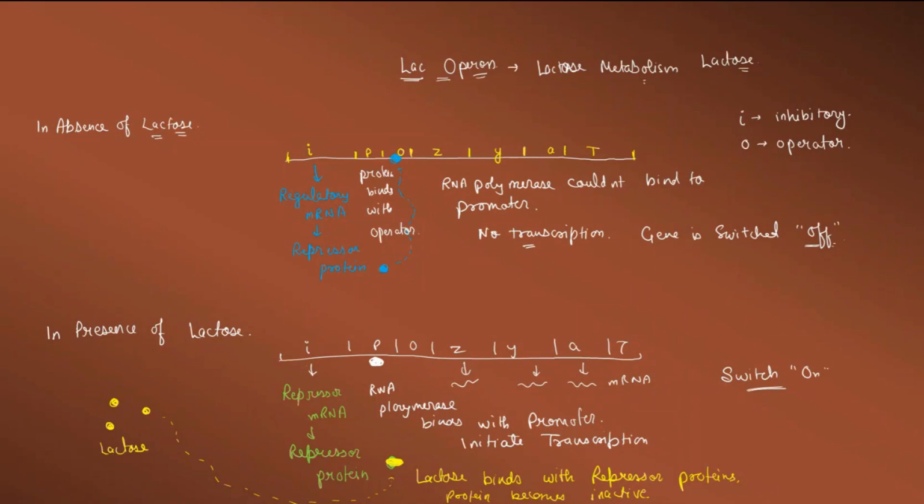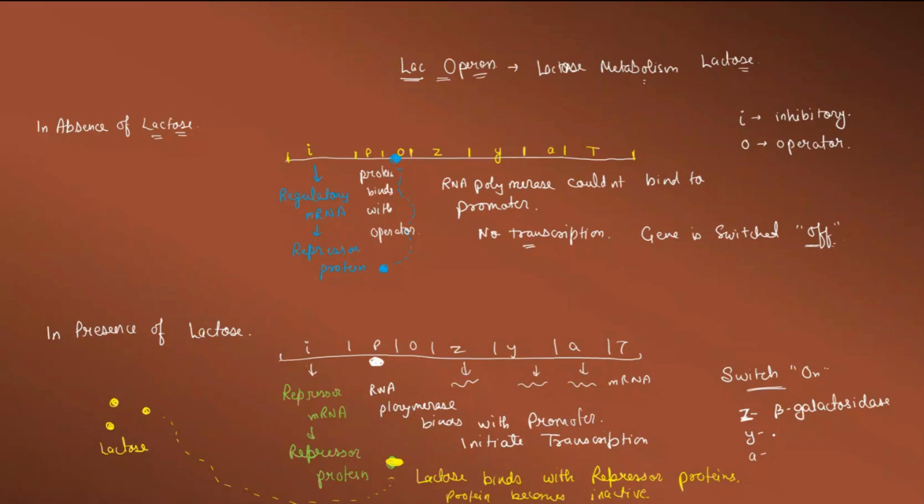What are those enzymes? Gene Z codes for which enzyme? Any idea? Okay, gene Z codes for beta galactosidase. Gene Y codes for permease, and gene A codes for transacetylase.